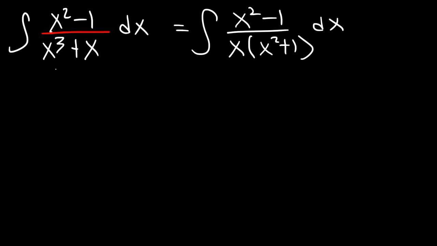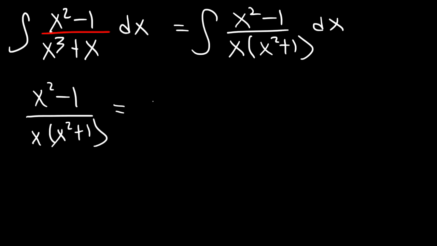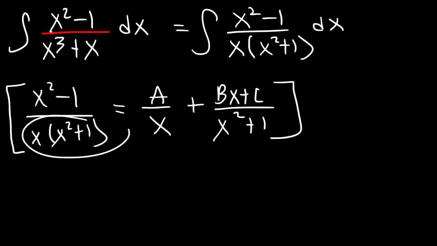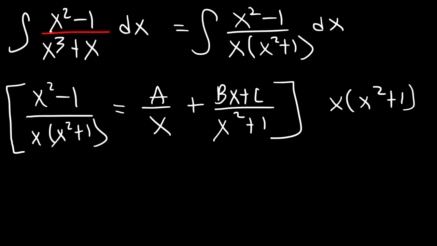So now let's ignore the integral sign for now. We could break down this fraction into a divided by x plus bx plus c, since we have a quadratic factor, over x squared plus 1. Now just like before, let's multiply everything by this denominator, so by x times x squared plus 1. If we multiply this term by these two factors, this will completely cancel, leaving behind the numerator of x squared minus 1.